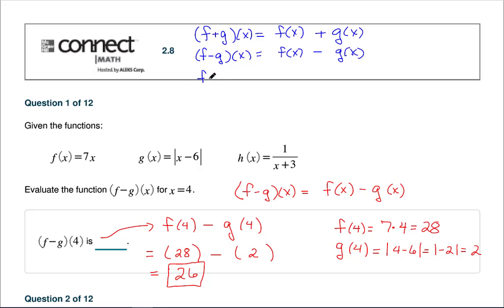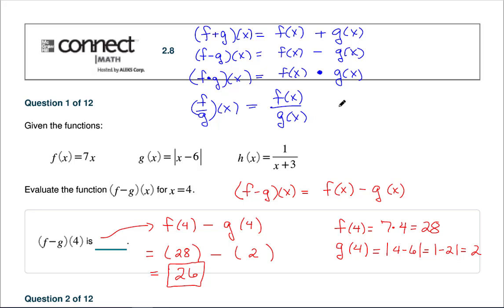The third way is f multiplied by g, and this works just like the first two. You put the x into f, you put the x into g, and then you multiply the two things together. And the fourth way is f divided by g of x, and you put the x into f, you put the x into g, and then perform the division.